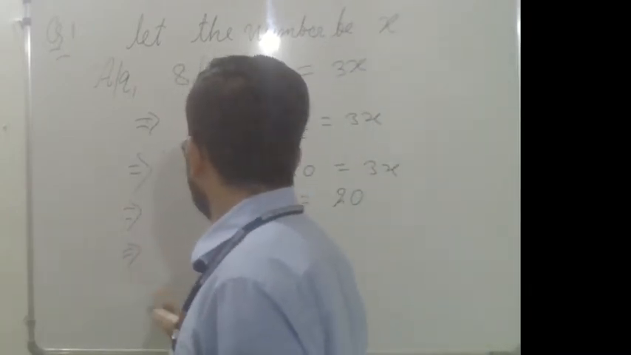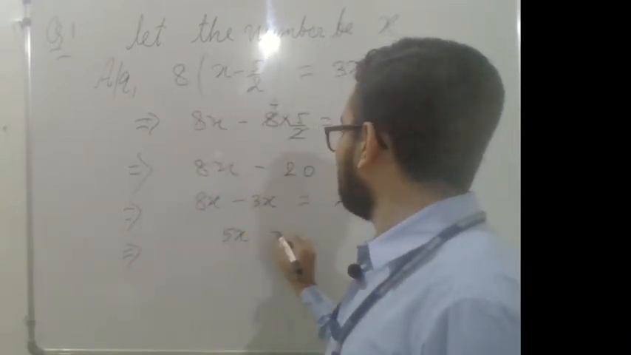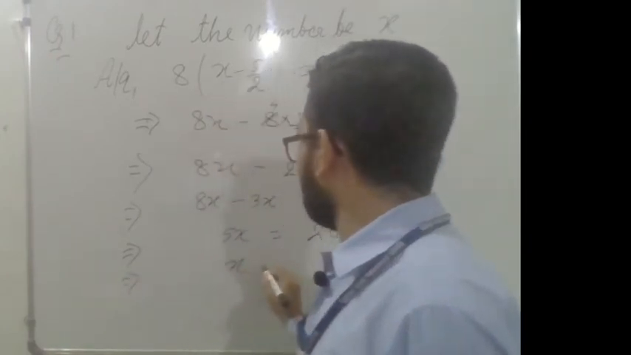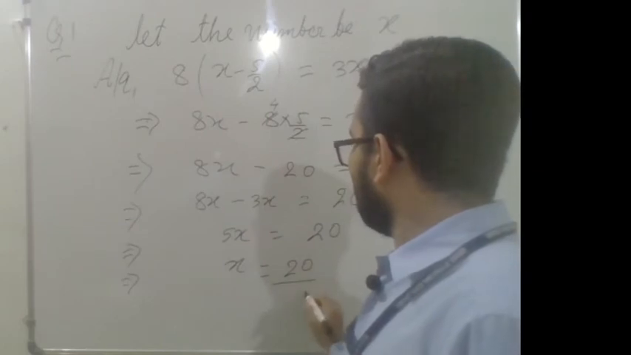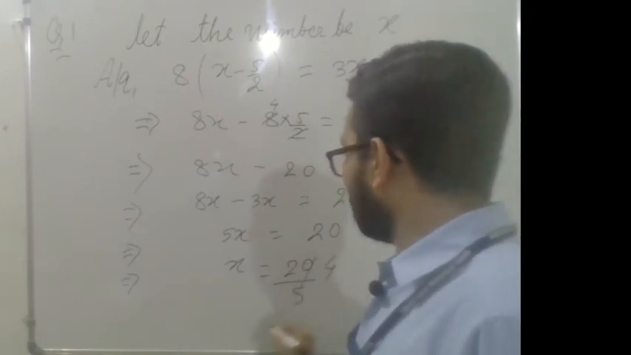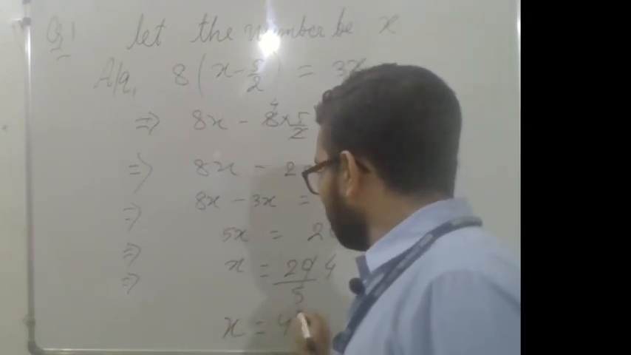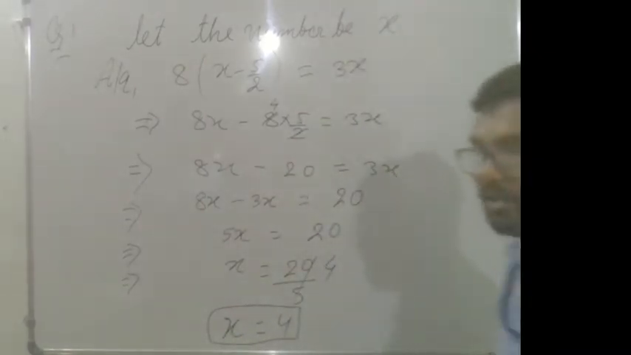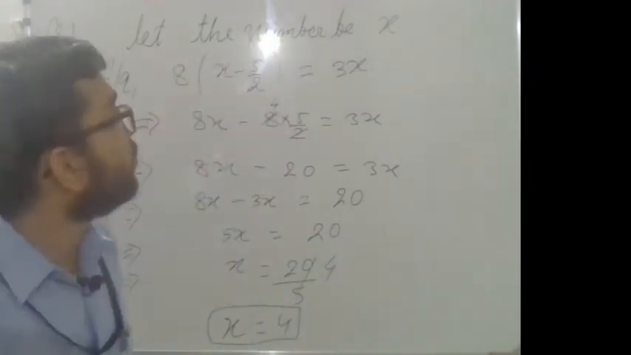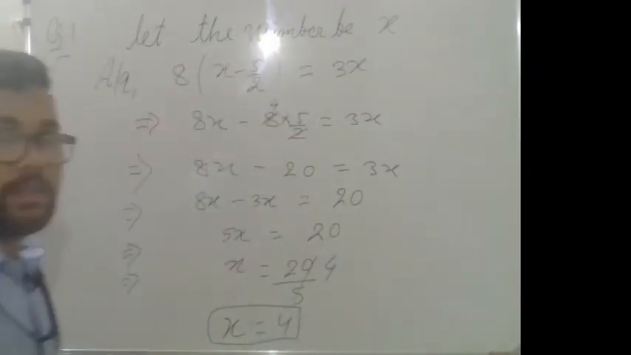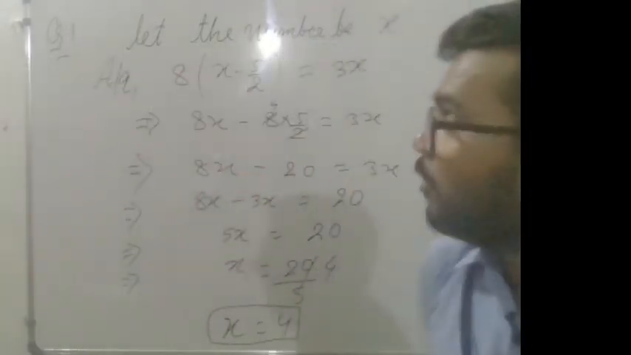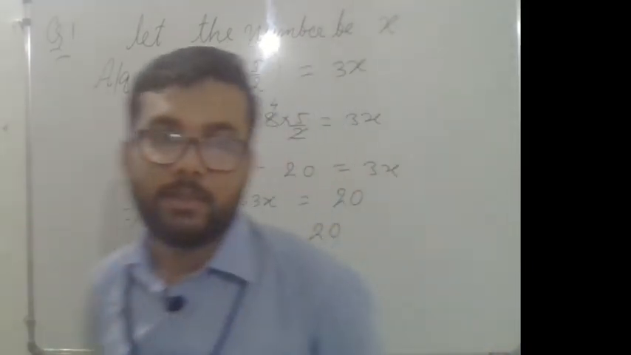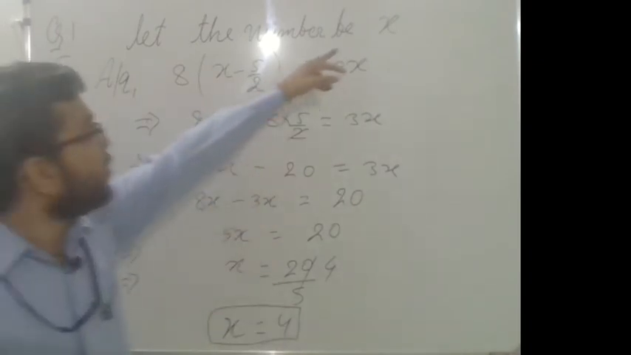8x minus 3x, what will we get? 5x is equal to 20. Now x is equal to 20 upon 5. We will get 4. So x is equal to 4. So the number she thought of is equal to 4.